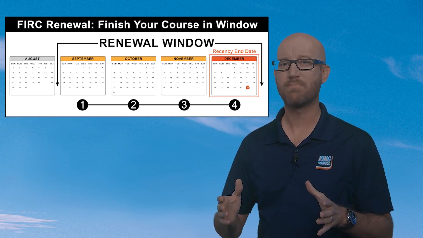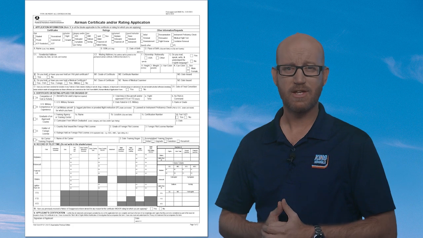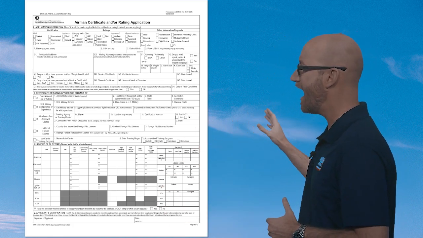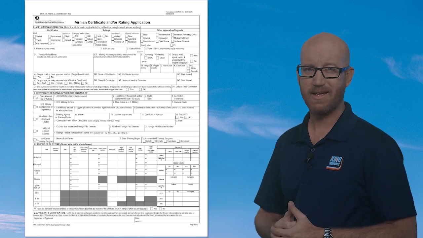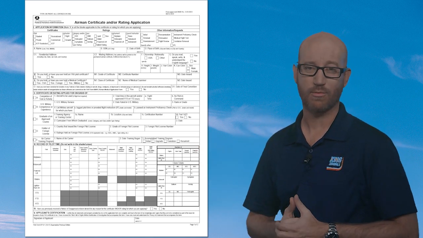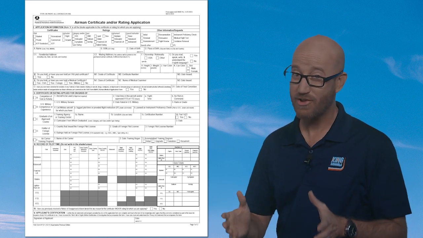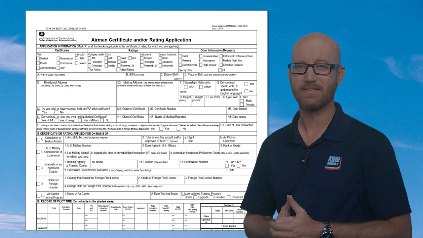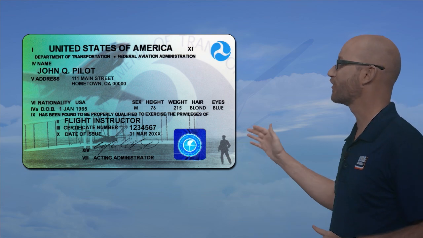Now, once you complete one of these options for establishing recent experience as an instructor, you'll need to fill out an 8710 application in IACRA and have a DPE or an ACR review and sign it off. Now, it may take some time to process your renewal though, so be sure to get it done early. But just in case you don't, IACRA gives you some time to continue signing off applicants before you lose that privilege.